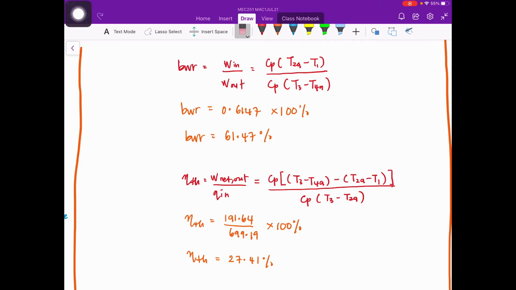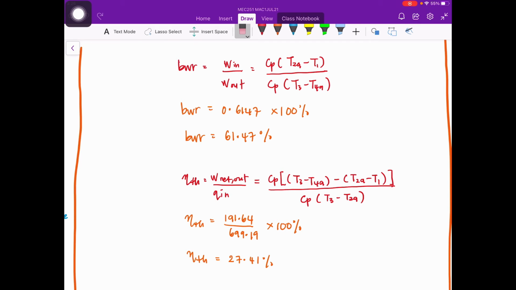work ratio, BWR. It can be determined by using the formula of work input divided by the work output. So the work input and work output can be obtained by using the steady flow energy equation. So for the work input from the steady flow energy equation, SFEE, we are going to get enthalpy outlet minus enthalpy inlet, which is referring across our compressor. So for that, we are going to get enthalpy for state 2A minus enthalpy for state 1.